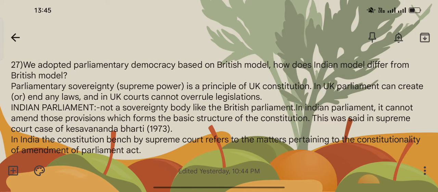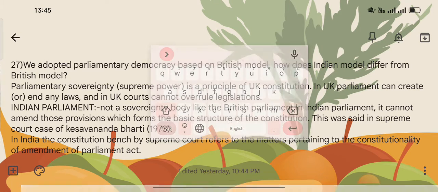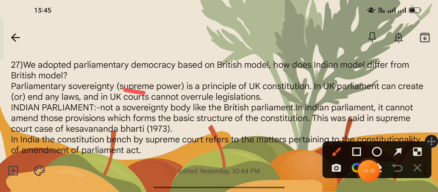Moving to next question, 27. We adopted parliamentary democracy based on the British model. How does the Indian model differ from the British model? Parliamentary sovereignty means supreme power, high authority, and is a principle of the UK Constitution. In the UK, the Parliament can create or end any laws, and courts cannot overrule legislation.